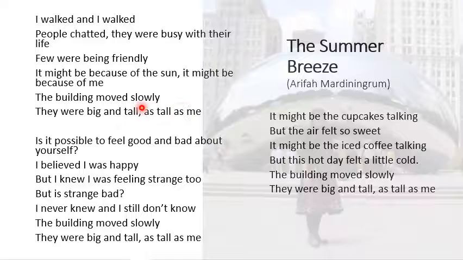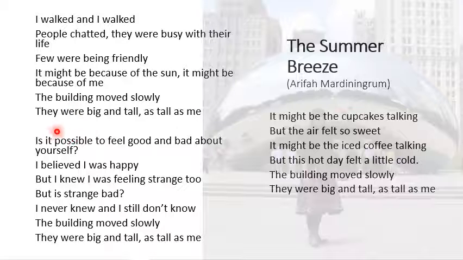Here you can see I use figurative language. "The building moves slowly" is personification, because of course the building did not move. I was the one moving, right? Because I was moving, the building looked like it was moving with me. So I use personification here. Instead of saying I move along the building, I use the building as the subject, just to make it more figurative, more poetic.